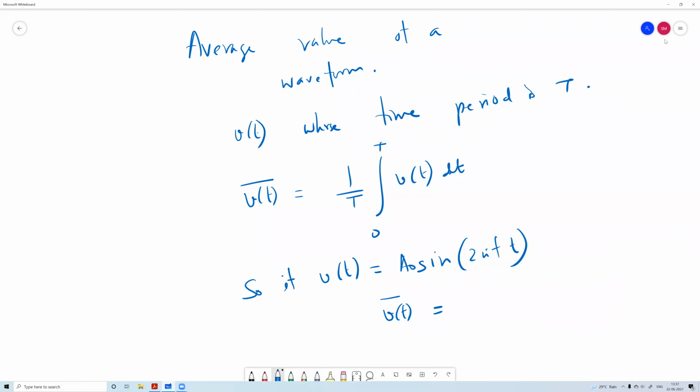So what is V(t)? Even here, this one. A naught sine, what's in the bracket? 2 pi f t. Where f equals 1 by T. So what will be V bar t? 1 by T, integral 0 to T, A naught sine 2 pi t by T dt.